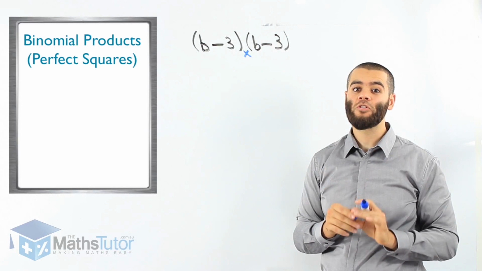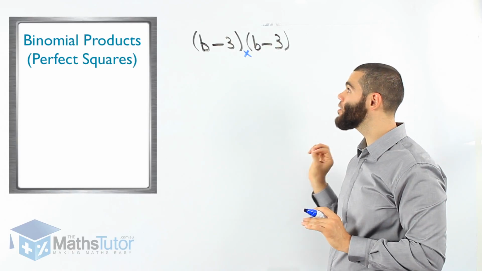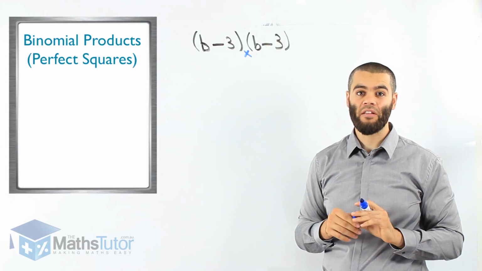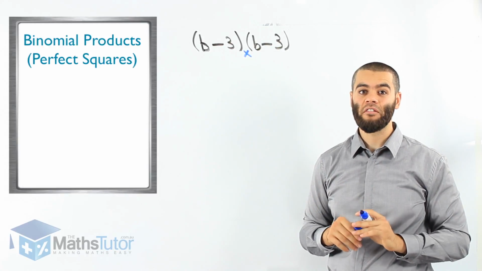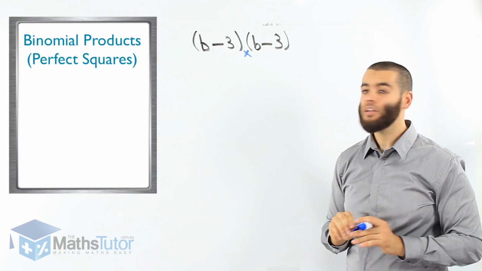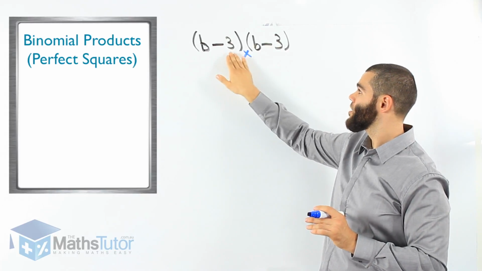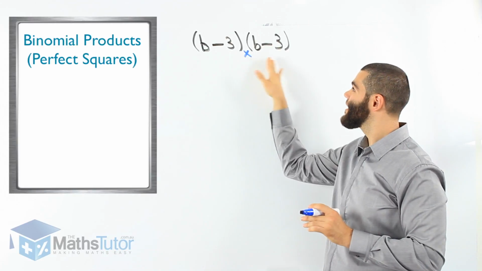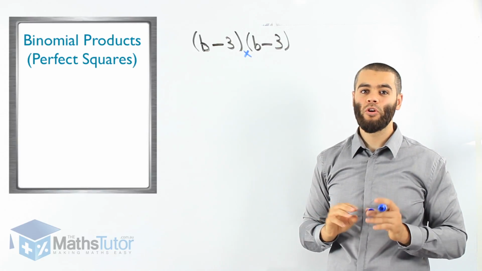These are called special products. Today we're going to be looking at a special binomial product called perfect squares. These are examples of perfect squares. Why? Because we have a binomial times itself. They are exactly the same. They are called perfect squares.